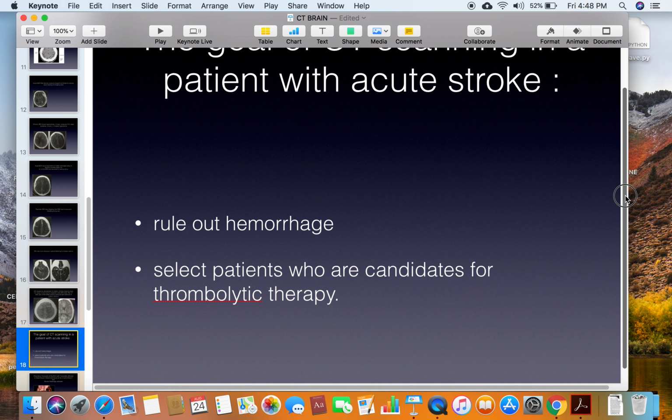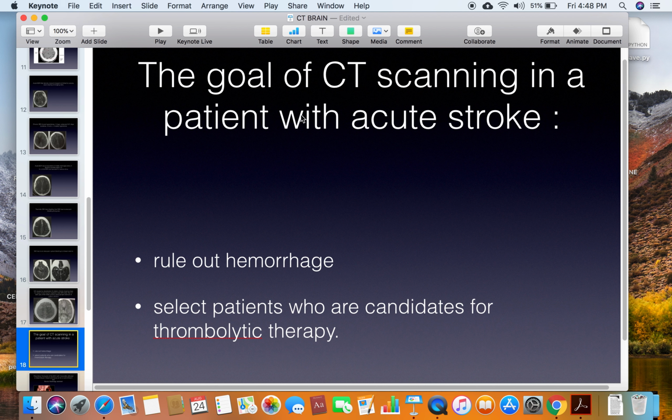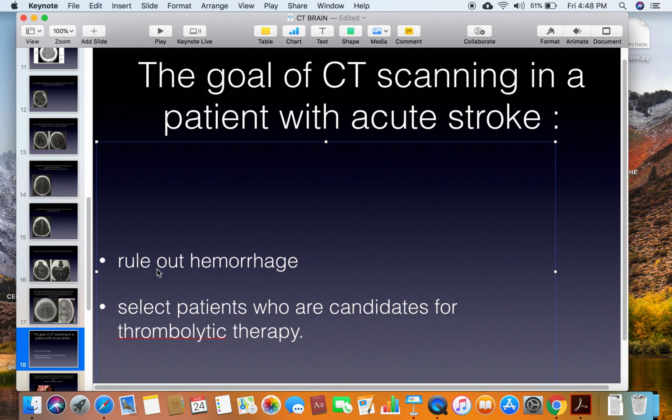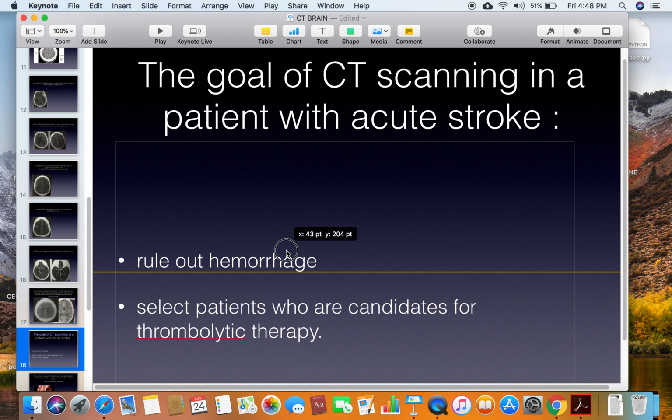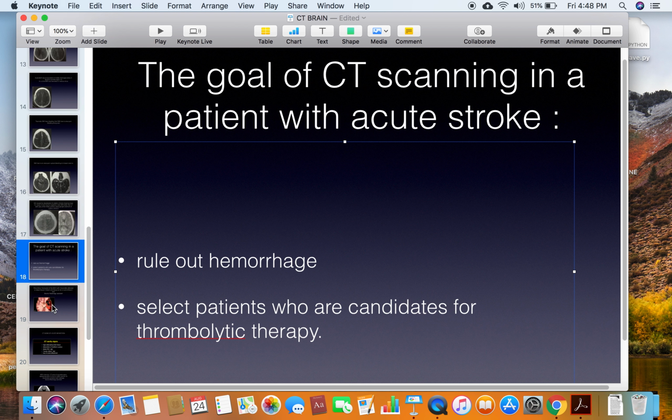Now, what is the goal of CAT scan imaging in a patient with acute stroke? I would like to make some facts clear to you. We want to rule out hemorrhage or bleeding within the brain. Once we have ruled out hemorrhage within the brain, the next step is obviously to give the patient thrombolytic agents. Typically, it is preferable that the patient has presented in the emergency room within 4.5 hours.